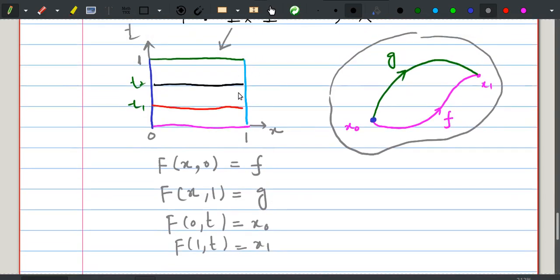So this cyan vertical line is the set of points whose first component is 1. So this cyan line is mapped to x1. So this whole line is mapped to x1. Now what happens in between is that if I take this line segment over here, this will get mapped to some curve between these two curves like this. And now if these points on this black curve are concerned, this is going to map to some curve here.